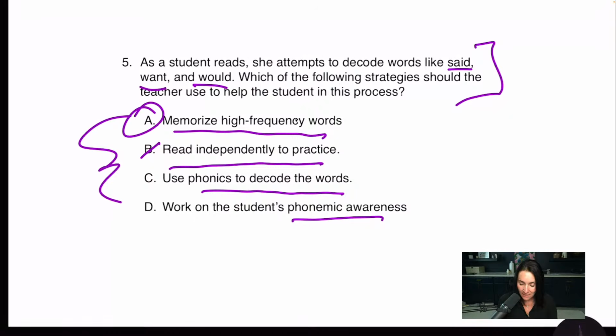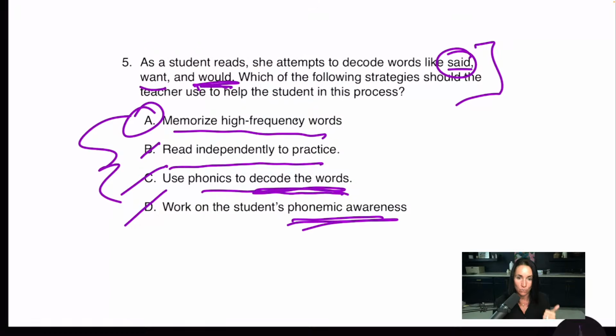And notice, said does not follow the rules of phonics. If it did, it would be said, because the A would be long. Would does not follow the rules of phonics, because it would be wowed if it did. It's hard to say it because we know what the word is. Okay. And want would be, oops, I dropped my pen. Please hold. Want would be want, if it followed the rules of phonics. So that's why memorizing these are so important. And of course, we don't want them to decode these words. C is out. And this is beyond phonemic awareness because we're actually looking at the words and decoding them.